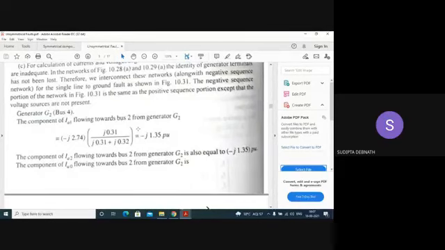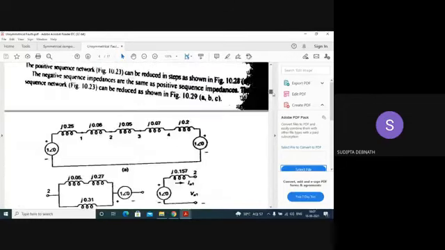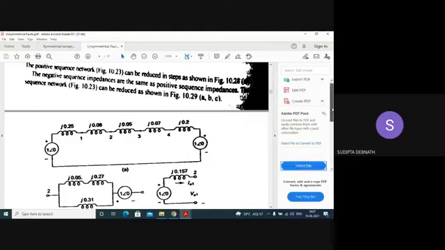Now before going to this part, you need to show the sequence diagram, because we have drawn the positive, negative and zero sequence networks separately, but we have not shown the sequence diagram. How will the sequence diagram be? All the sequence networks will be connected in series. The fault has occurred here, so the connection will be from terminal 2. The positive sequence network from terminal 2 will be connected to the negative sequence network, which will be connected to the zero sequence network.